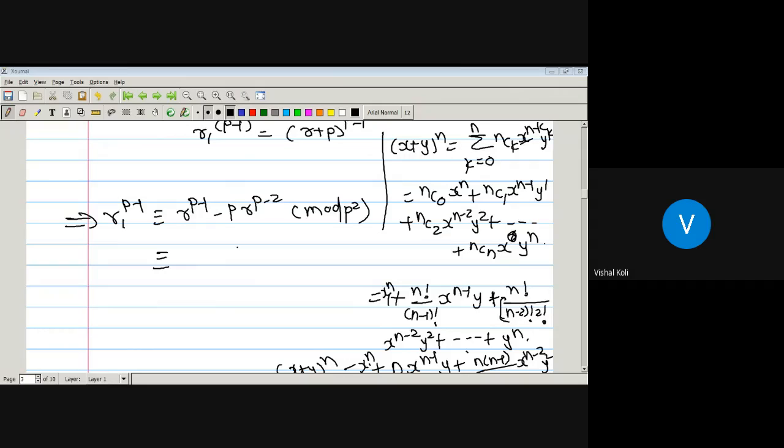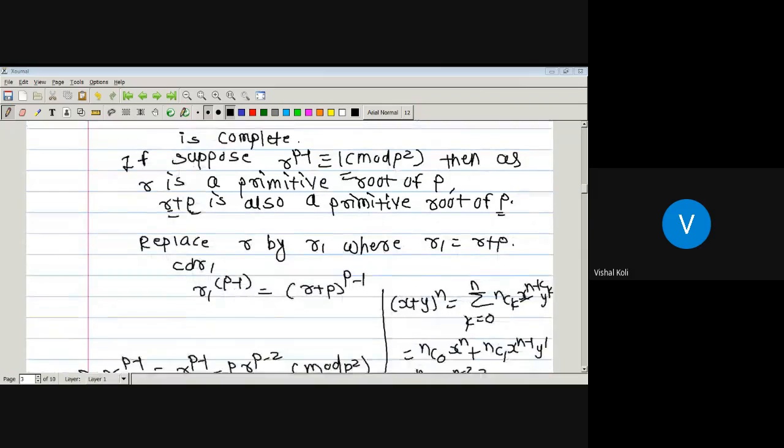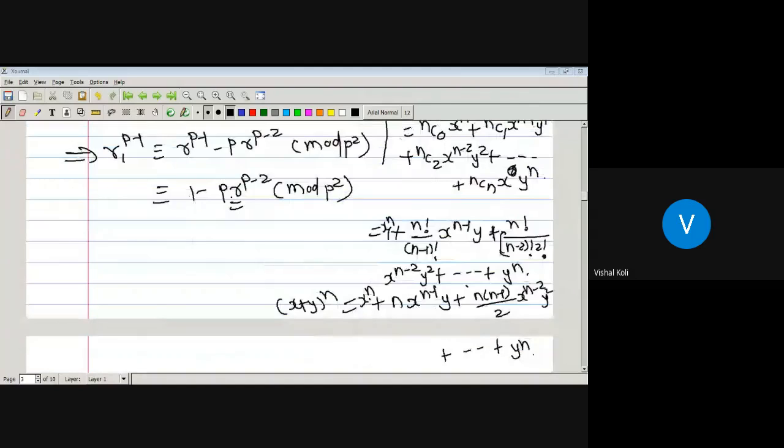Okay, but here we have considered r to the power p minus 1 is congruent to 1 modulo p square, which implies this one is nothing but 1 minus p into r to the power p minus 2 modulo p square. Now here we have to prove that this r1 to the power p minus 1 is not congruent to 1 modulo p square, and r1 to the power p minus 1 is congruent to 1 modulo p square whenever p into r to the power p minus 2 is congruent to 0 modulo p square. Then only it is possible that r1 to the power p minus 1 is congruent to 1 modulo p square. Now check whether p into r to the power p minus 2 is congruent to 0 modulo p square, whether this one will be possible. As here r is a primitive root of p, then what is the GCD of r and p?